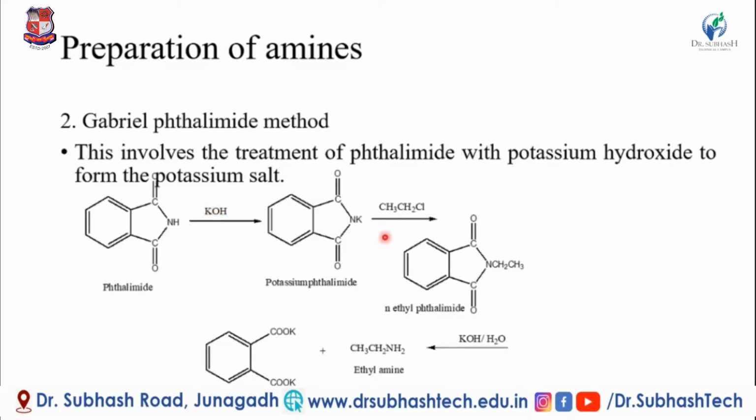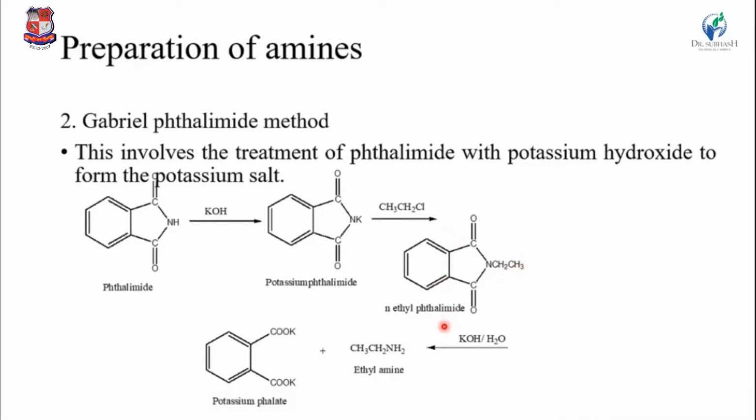Okay, and then further one alkyl chloride, that is the alkyl halide, that is ethyl chloride. So the ethyl group is attached, replacing the K, and K is attached with the Cl, so KCl is removed. Then further, the ethyl phthalimide reacts with KOH and water, generating one ethylamine and making one potassium phthalate salt.